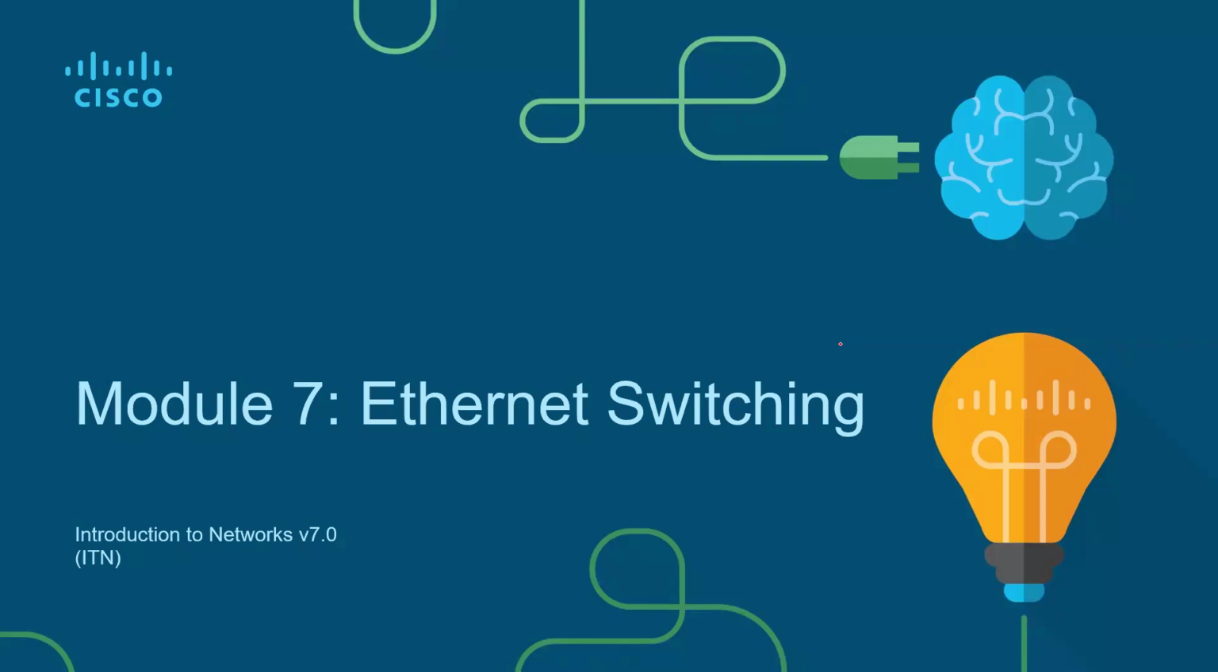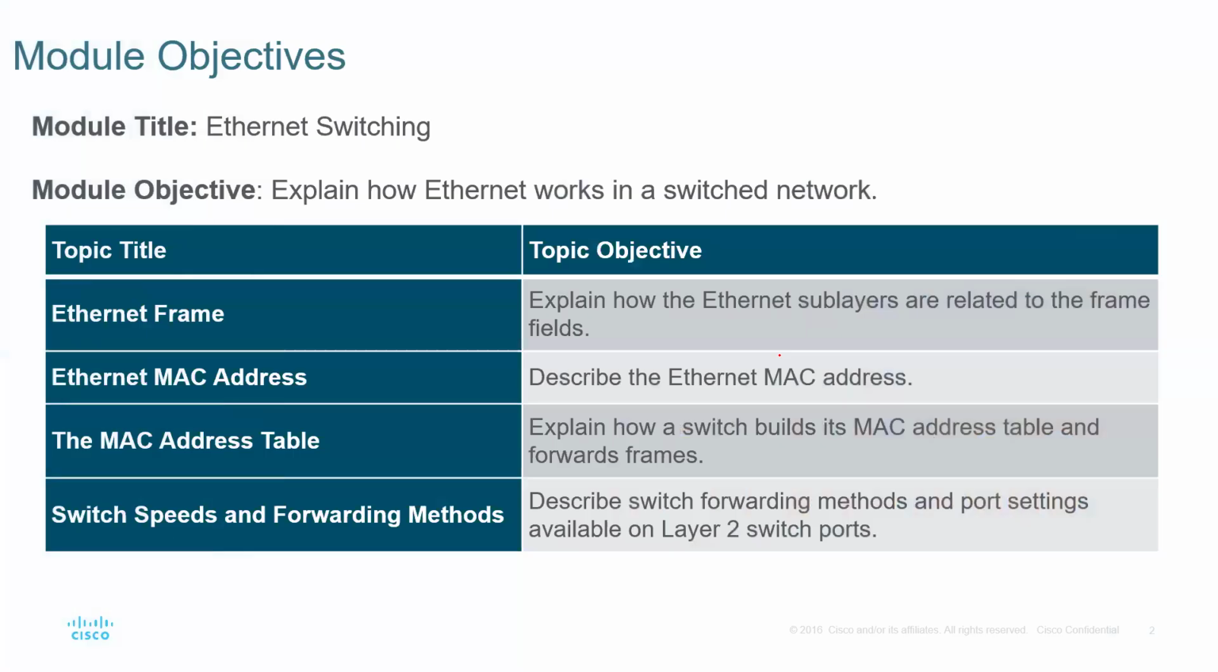Now, the device that functions at the data link layer is called the switch. The technology that we'll be looking at is called Ethernet switching. So it's a continuation of the data link layer. Today's class is also going to be a brief class. We will be looking at the Ethernet frame, and we'll explain how Ethernet sublayers are related to the frame fields.